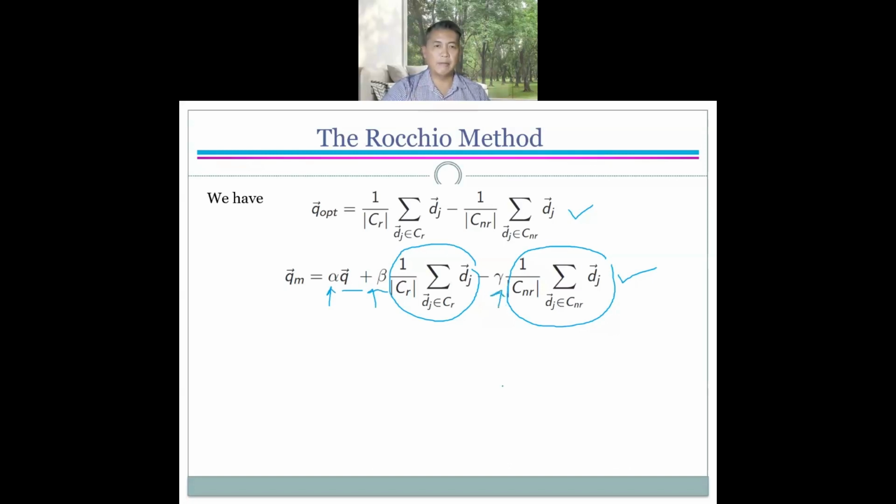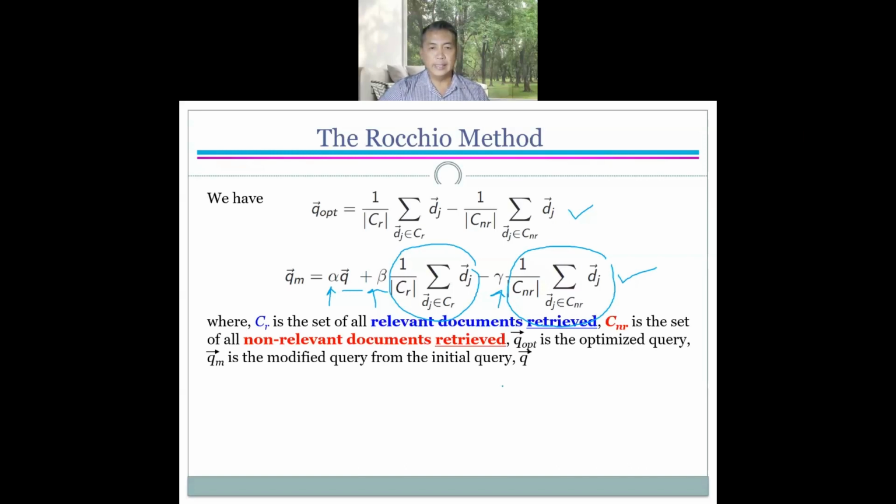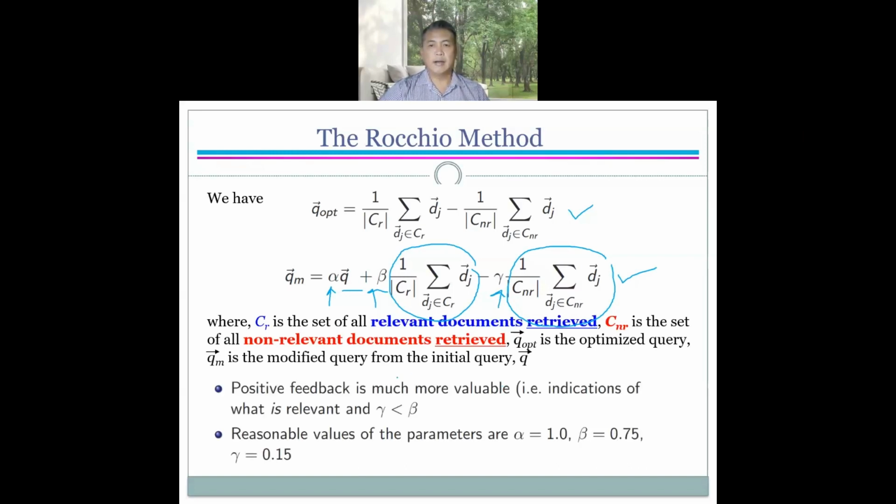Okay. So based on the research, they recommend that the value for the alpha is 1, the beta is 0.75, and the gamma is 0.15. So this is based on the research. Okay. So what we have is this formula. So we will apply this formula when it comes to the computation or the application of the Rocchio method in trying to adjust the weightage of the query.